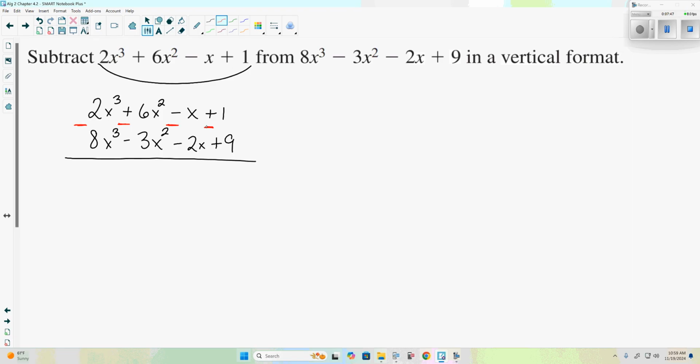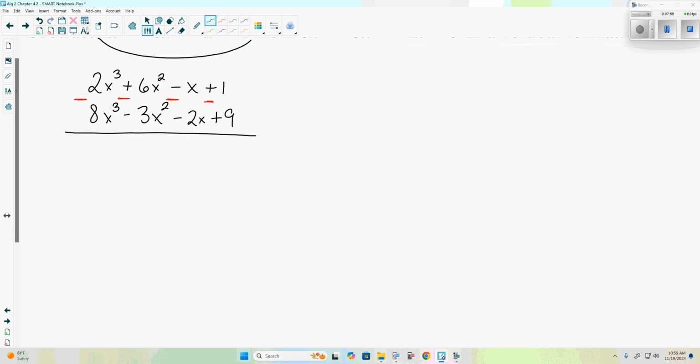And this time we're going to subtract. We're going to have to subtract each term. 2x cubed minus 8x cubed. Negative 6x cubed, because we're doing 2 minus 8, which would be negative 6. Next one is going to be 6x squared minus negative 3x squared. Well, the negative would make a plus. So 6x squared plus 3x squared is plus 9x squared. Our next one is negative x minus negative 2x.